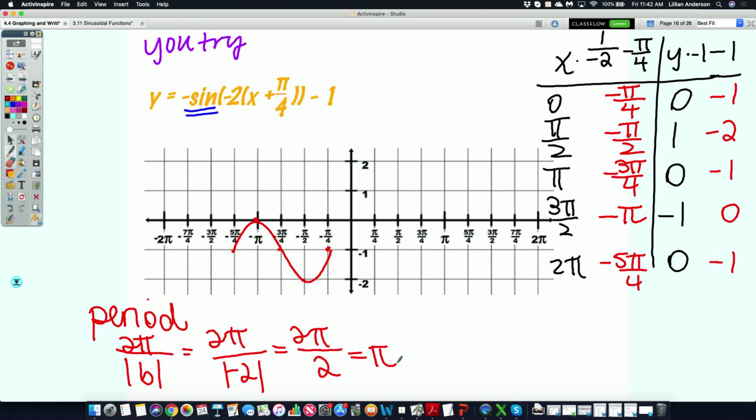What about your amplitude? What's your amplitude here? 1. It's 1, because remember, amplitude is also the absolute value of A. So your amplitude would be 1. Questions on graphing? These are the more complex ones. The simple ones are simple. Move up, move down, move left, move right. Change the period. When we have multiple ones, that's when it gets a little involved.